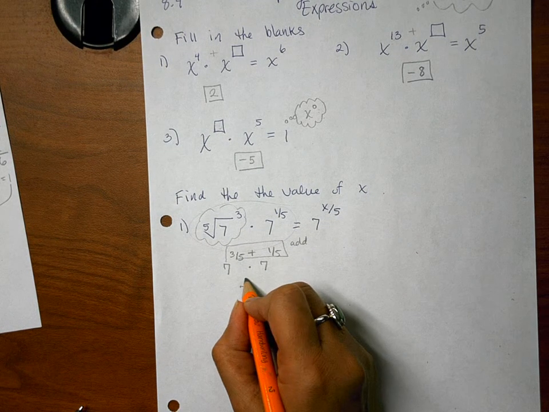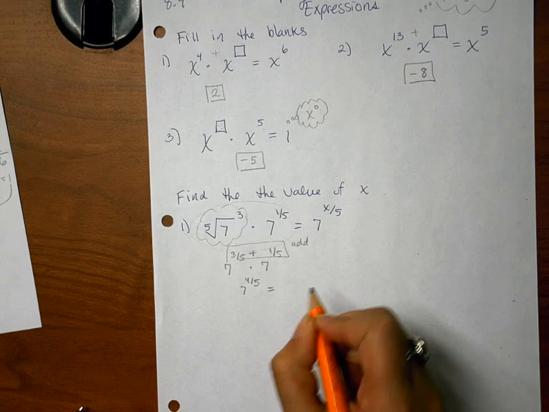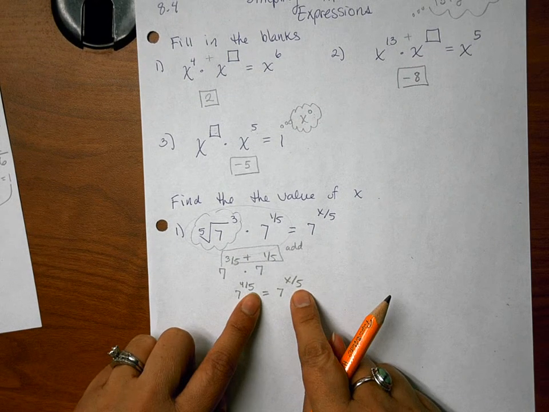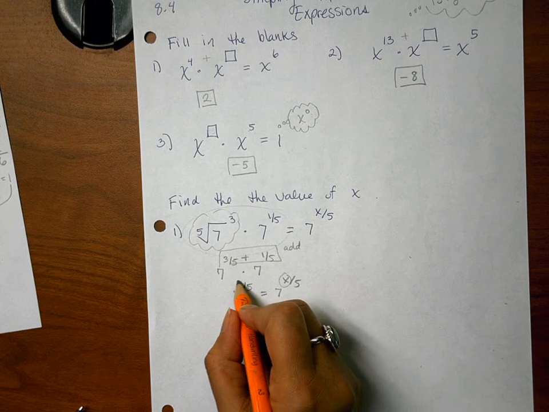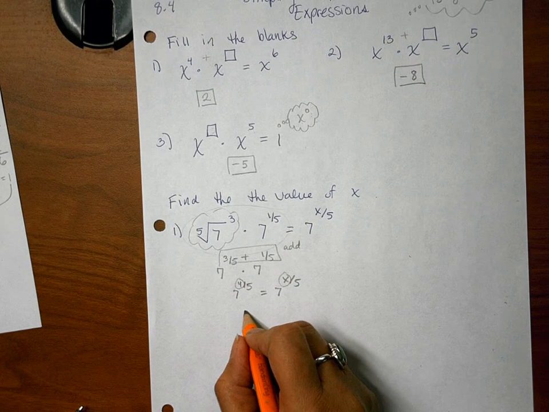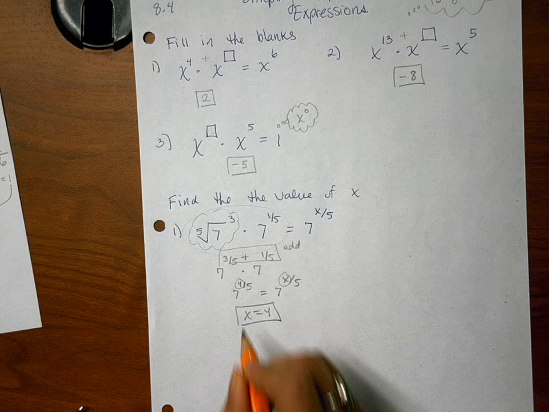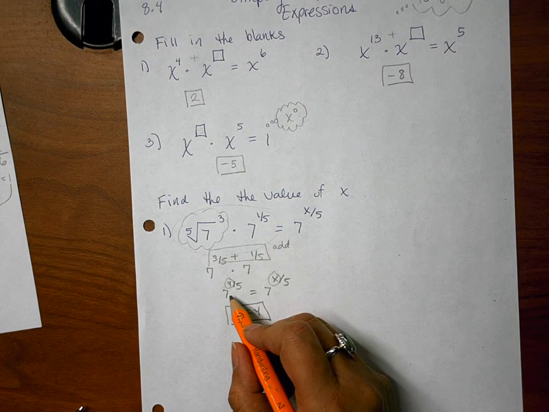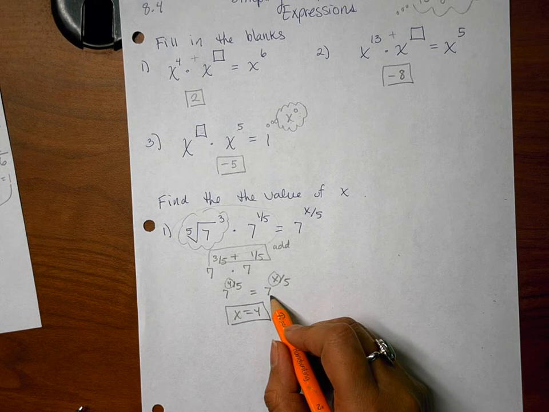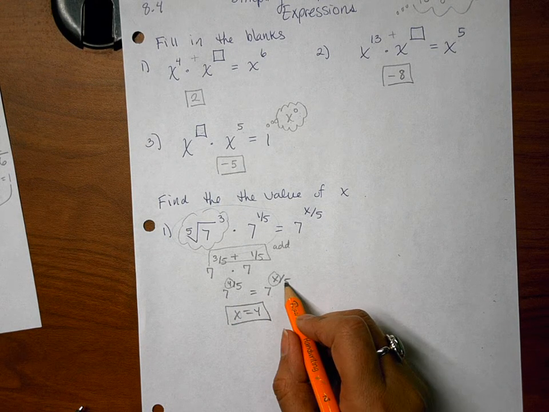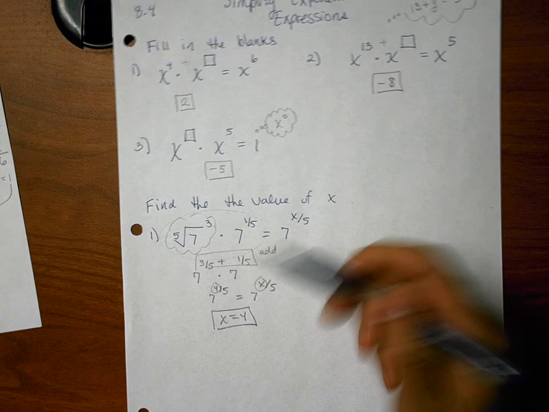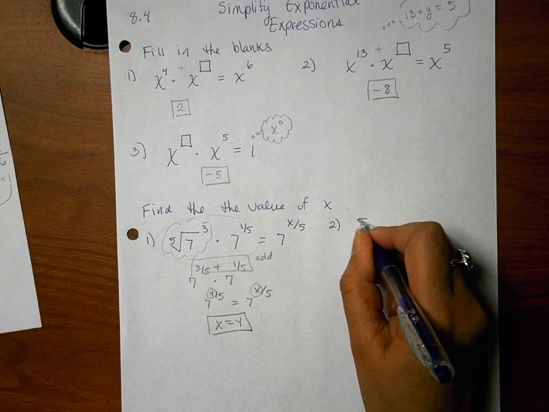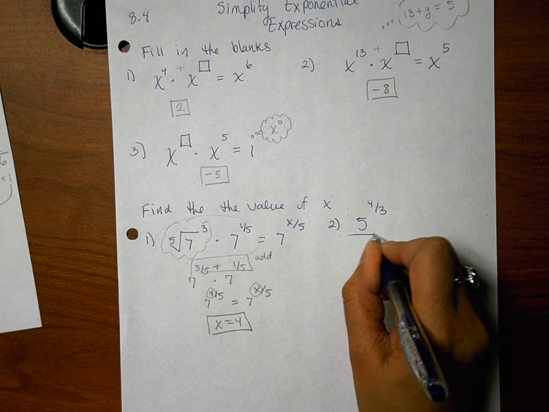And then we have done this before. You add multiplying like bases. 3/5 plus 1/5 is 4/5. 7 to the 4/5 equals 7 to the x/5. The 7s are the same, the 5s are the same. What does x have to be so it equals this original problem? X must equal 4. 7 raised to the 4/5 would equal 7 raised to the 4/5. All right, let's try another one.